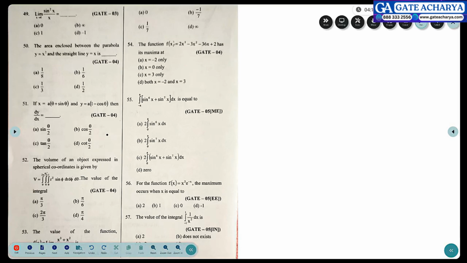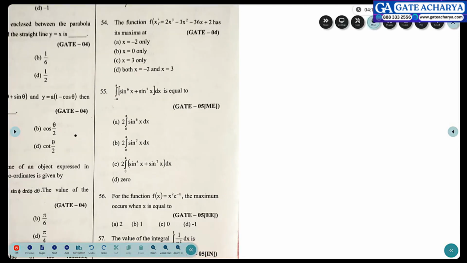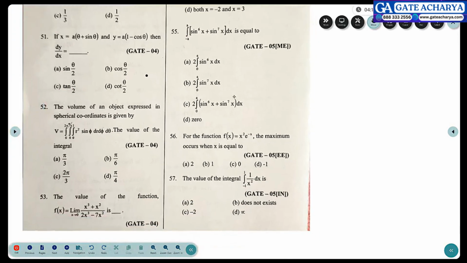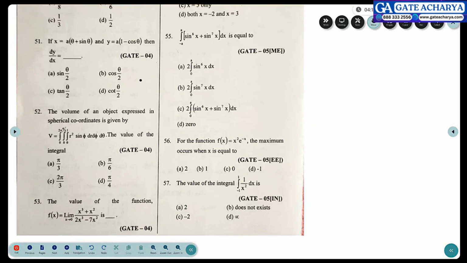Guys, question number 52. Now the benefit with triple integration is, it is very rarely asked, but if it is asked, it's a very straightforward question. The only thing you have to do is properly do the order of integration.